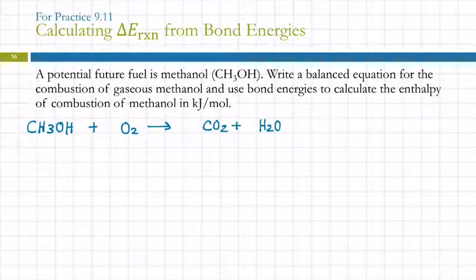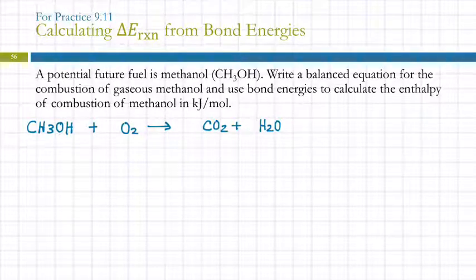So to balance this, we've got one carbon on each side, so that's okay. We've got 4 hydrogens over here, so we'll put a 2 here, so we have 4 hydrogens over here. And then I've got a total of 4 oxygens here and 3 oxygens there. Dang it. The odd-even problem. So you could put a fraction in there, or we could just double things.